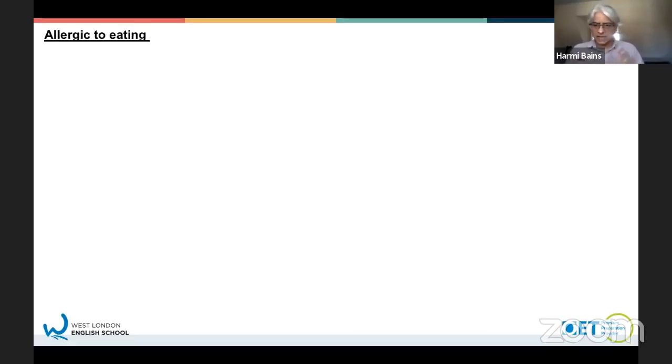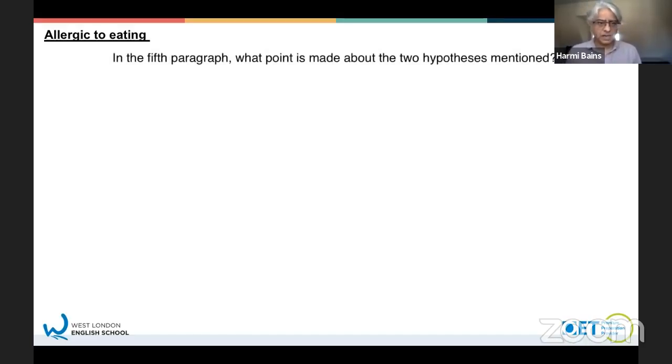You don't have to get the answer from the whole paragraph. Actually, you can get it maybe from a sentence or from half a paragraph. But having said that, it is really important to read the whole paragraph. Okay, let's have a look at a couple of examples. Well, we'll look at one example and we'll do some practice. Allergic to eating. So we're going to stay with allergies at the moment. It says here in the fifth paragraph, what point is made about the two hypotheses mentioned?